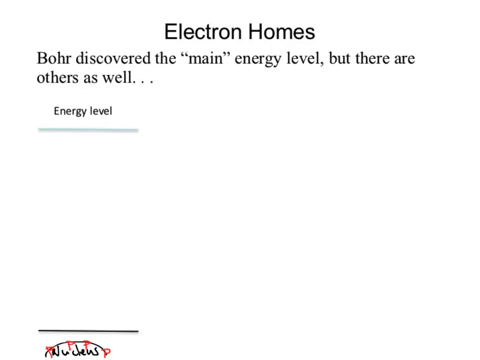Okay. So back to our electron home. We got our nucleus chilling at the bottom. We have our first energy level, and then we have our vacuum all the way up at the top. Okay? The vacuum.